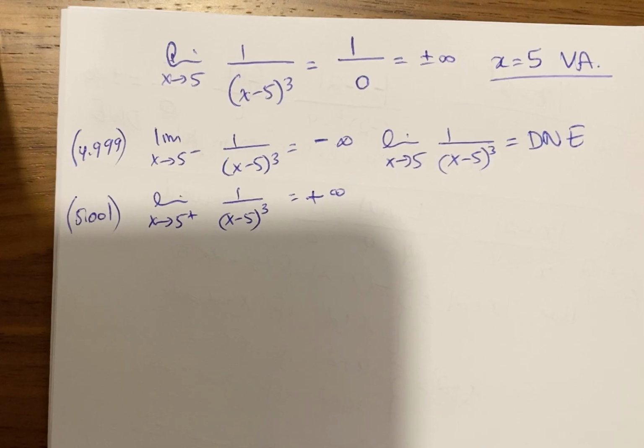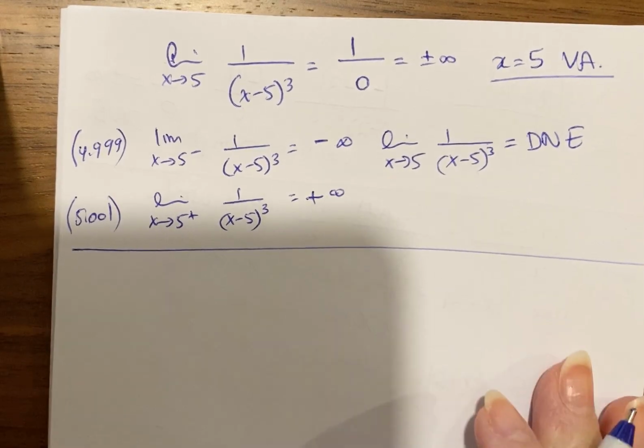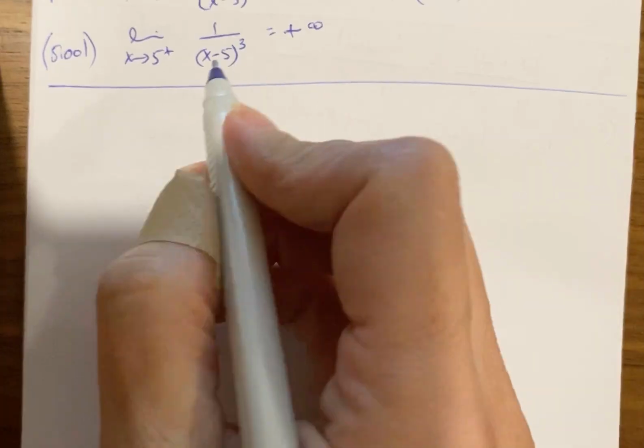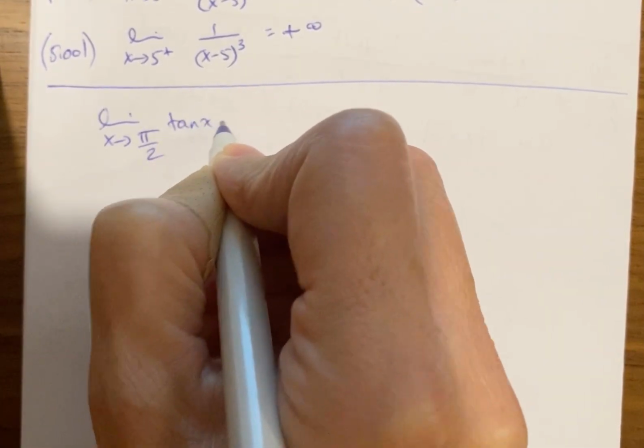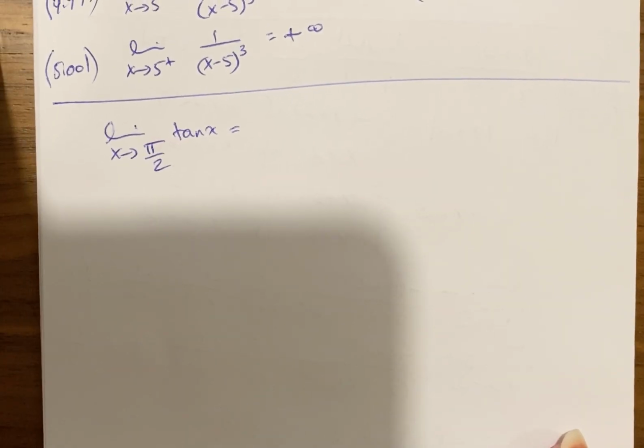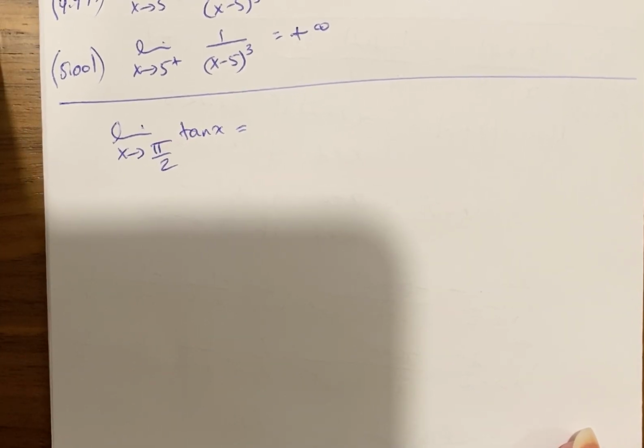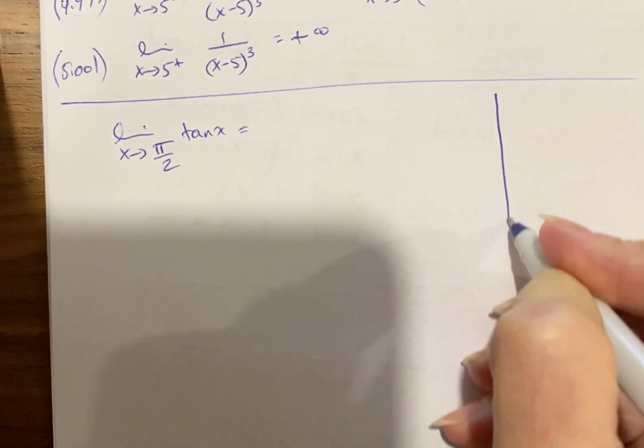All right, let's look at tan x. So this is in trigonometric functions now. Let's look at the limit as x approaches pi over 2 of tan x. Again, this is one of the limits that students do not remember, that they cannot look at in one shot. How does tan x look?